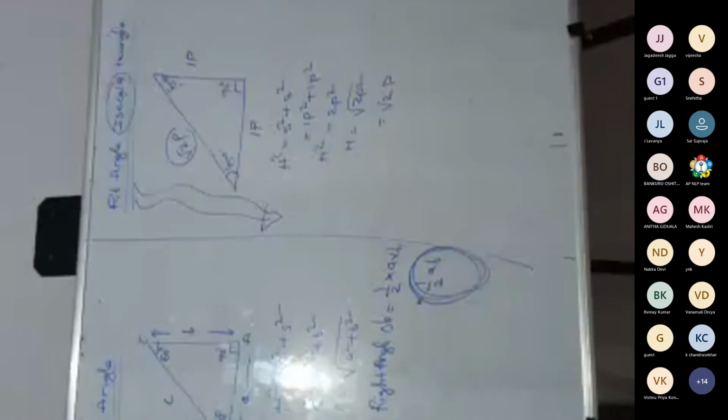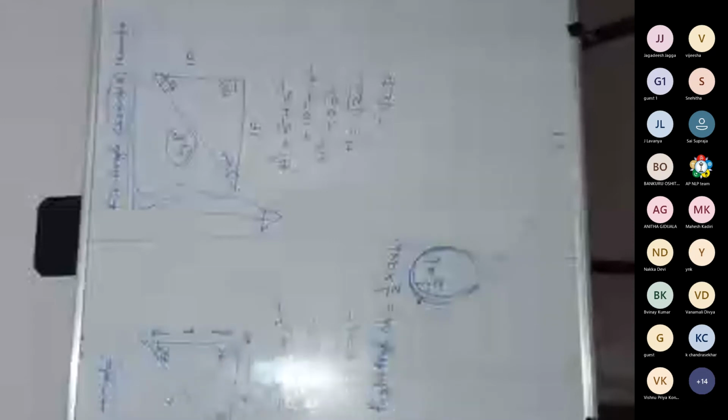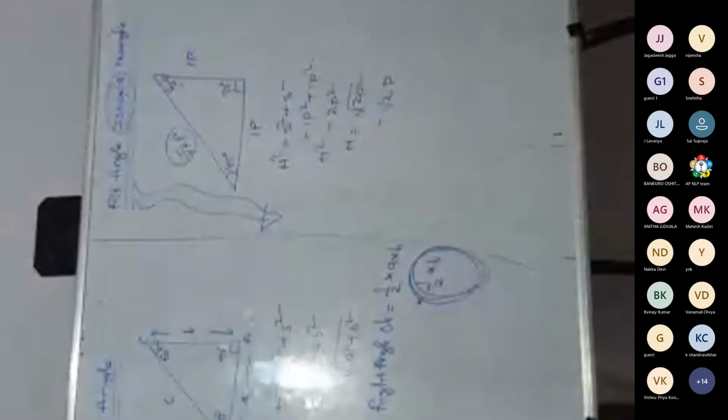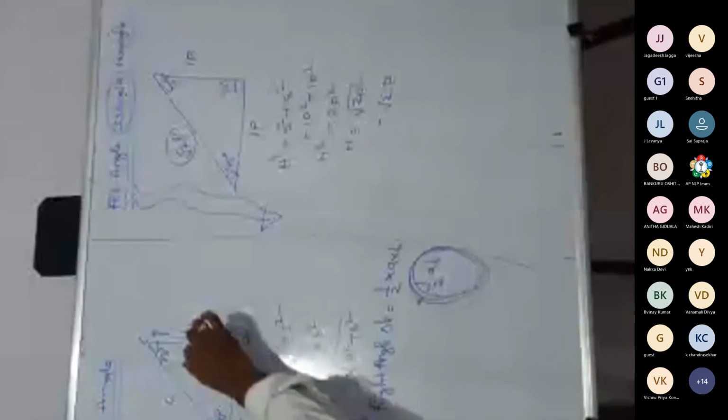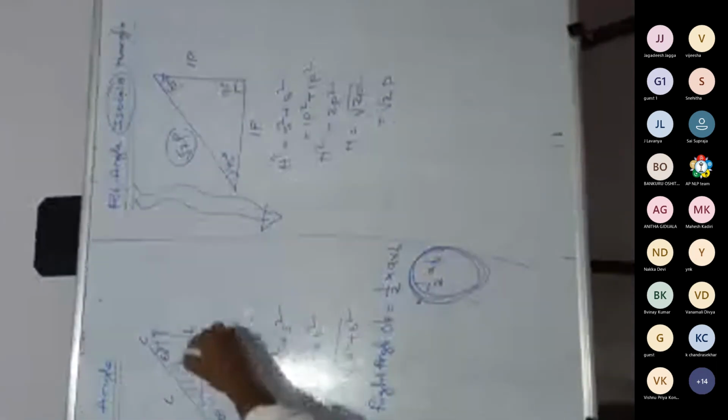So the only difference is in terms of sides and angles. What is the exact difference between a right angle and a right angle isosceles triangle? Right angle means, in the name itself, it is 90. In a triangle the sum of the angles is 180. If one angle is 30, obviously the other angle will be 60, because 90 plus 90 is 180.